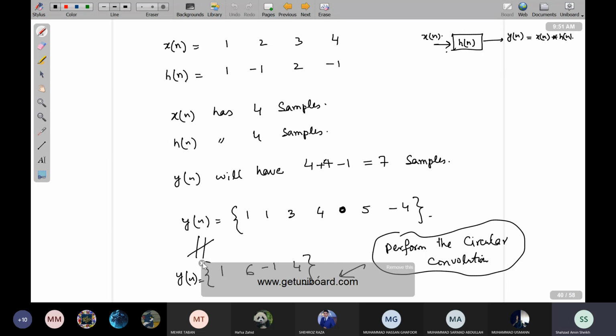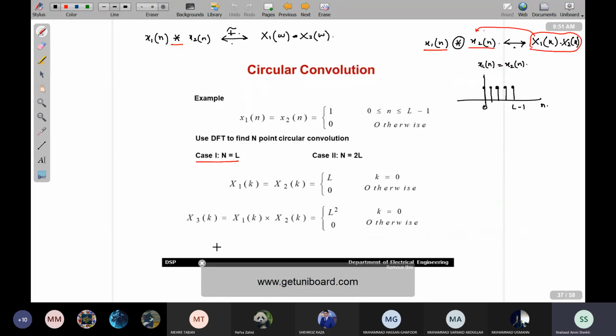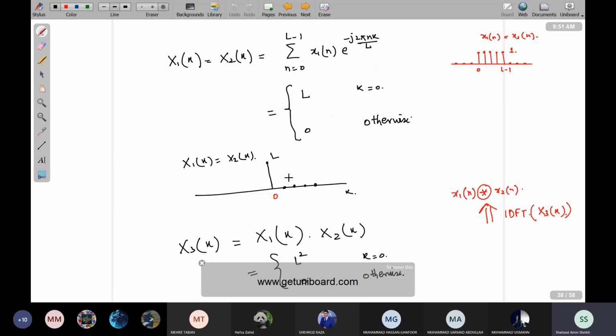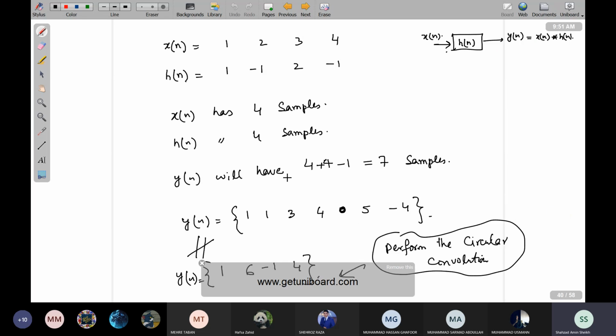चलें, पहले उसका 2L point sequence करने से पहले, क्योंकि यहाँ हमारे पास केस 1 था L point और case 2 था 2L point. But before doing that, I will be solving this thing. So suppose x of n is equal to 1, 2, 3, 4. h of n है 1, -1, 2, -1. अब x of n के अंदर कितने सैंपल्स हैं? 4 सैंपल्स हैं. h of n के अंदर 4 सैंपल्स हैं.